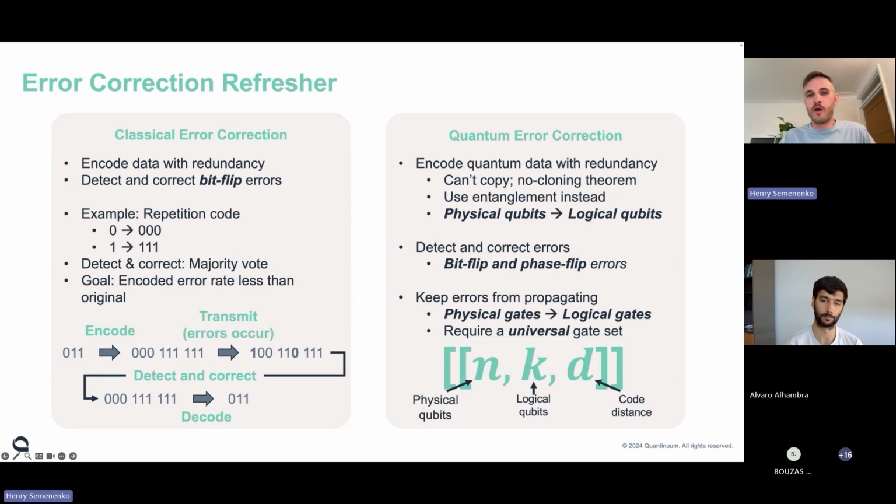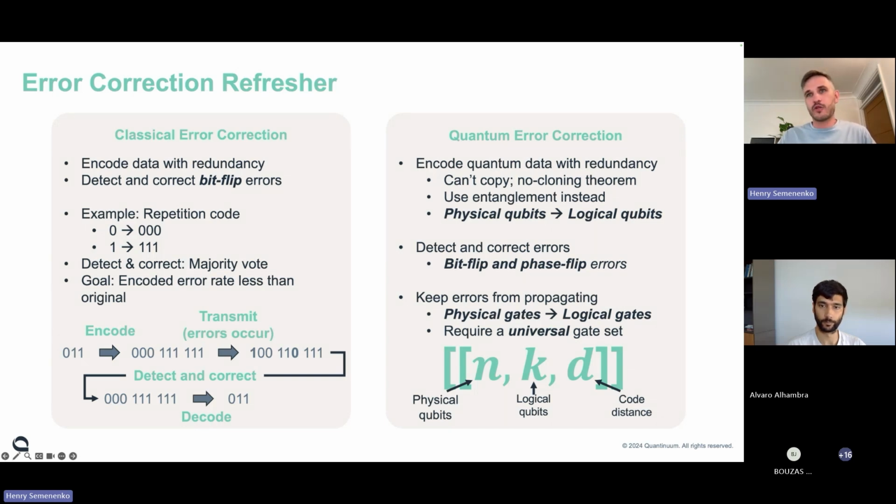So in the quantum error correction case, unfortunately, it's not quite as trivial as just copying data. Because of the no cloning theorem, we're not able to arbitrarily copy quantum states. So instead, we have to use entanglement to generate correlations between the physical qubits, and this creates what we'll call our logical qubit. We also don't just want to correct bit flip errors, but we also need to correct phase flip errors as well. So the space in which we need to protect our qubits from errors is a little bit larger.